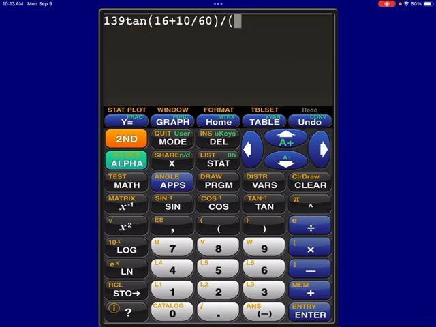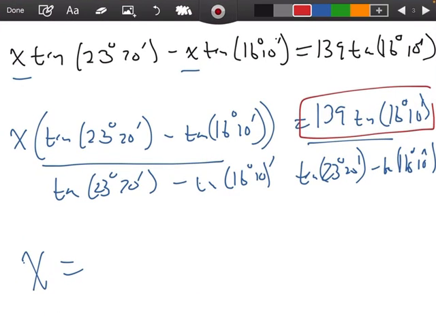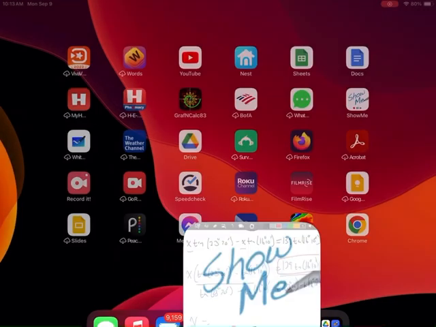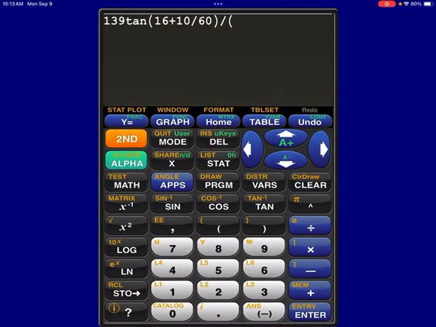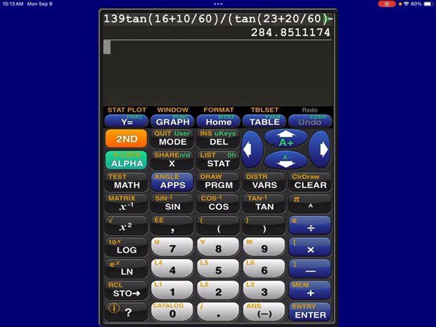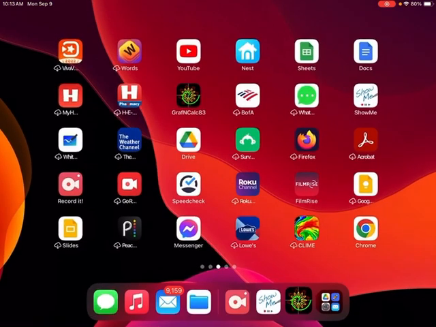Divided by, and I'm going to put big parentheses here, my denominator: tangent 23 degrees 20 minutes, so that's 20 over 60, minus tangent of 16 degrees 10 minutes, right? Let's close our parentheses and hit enter. Okay, so y'all, for x, I'm coming up with 284.85. So I'm just going to write that down real quick here.